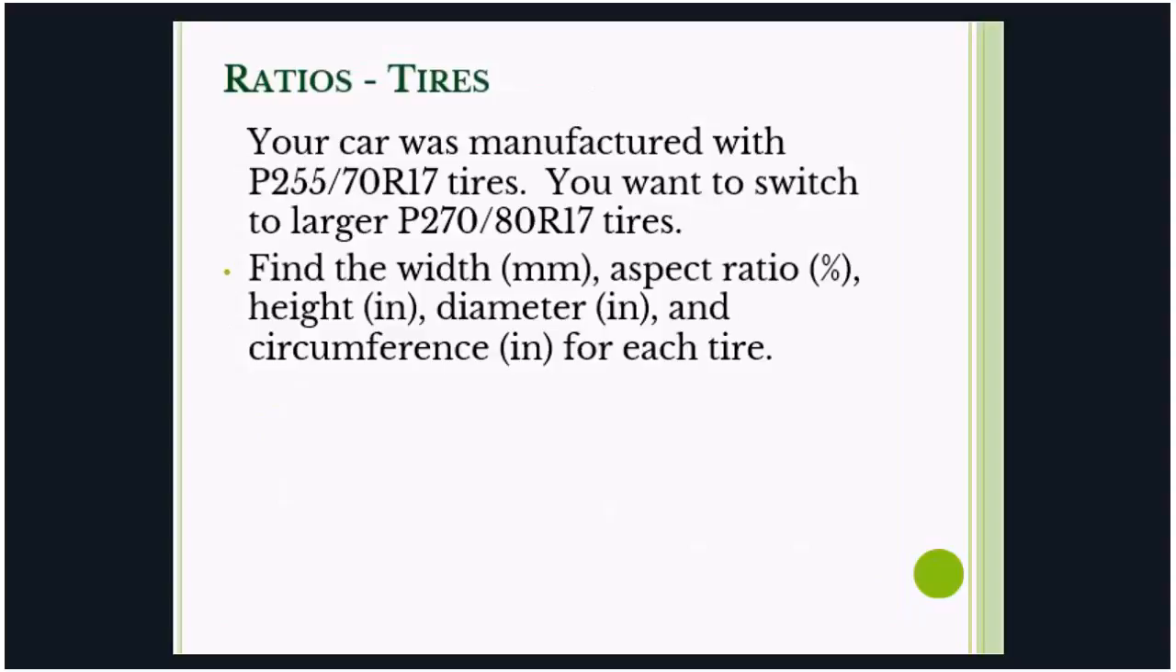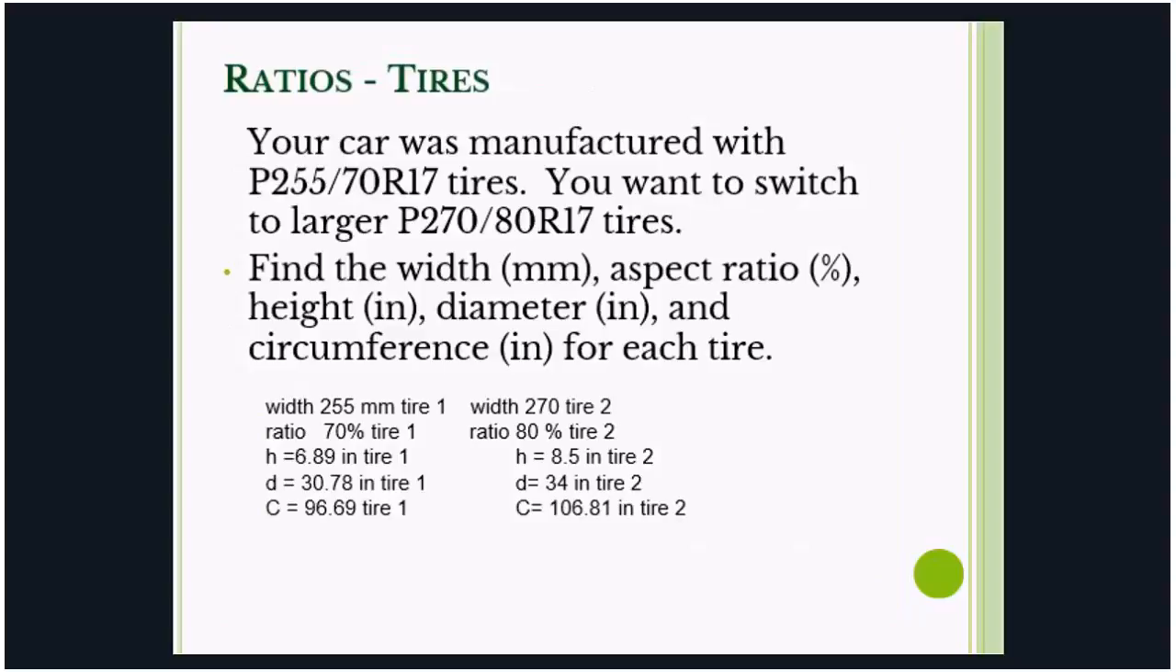Next is the tire problem. Here I have two tires. I have one tire that is P255 70R17. And then the next tire is a larger tire. It's 270 80R17. Remember that R17 represents your rim. First thing I'm asked to find out is the width in millimeters, the aspect ratio, the height, the diameter, and the circumference of the tire.